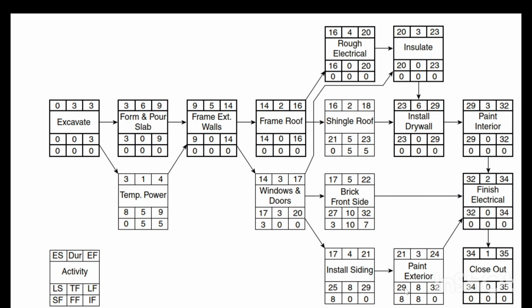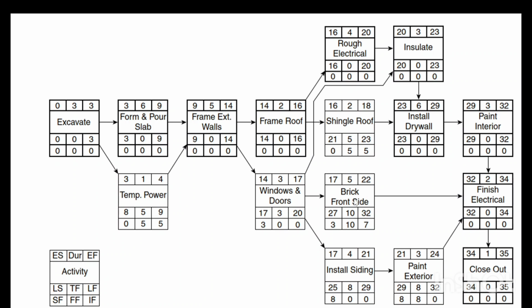So let's talk about the last type of float, which is the independent float. Independent float means an amount of time an activity can be delayed without delaying the earliest start date of any of its successors. Up until here, that's the definition of the free float. But we keep going and saying, or the late finish date of any of its predecessors. Let's see how this one works. So if we look at this activity, which is break front side, break front side having a total float of 10 days.